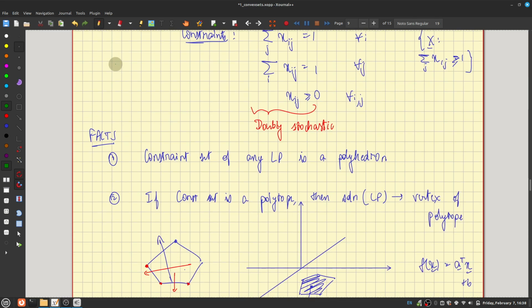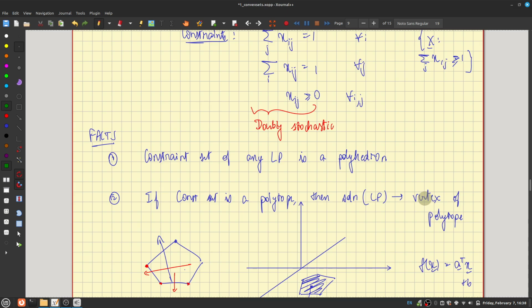And I stated some facts: that the constraint set of any linear program is guaranteed to be a polyhedron. Now that is fairly straightforward just by the definition of a polyhedron and looking at the constraints, each of which defines a half space. But then I also said that if the constraint set is a polytope, then the solution of the linear program is guaranteed to be a vertex of the polytope.